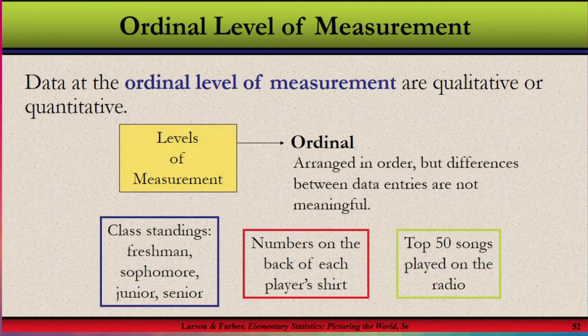So yan, next. Top 50 songs played on the radio. Si songs, siya si qualitative. Then yung 50 is the quantitative. So yun yung ordinal level of measurement. Kumbaga, sabi ko sa inyo kanina, magkasama or meron siyang characteristics ni qualitative and quantitative.